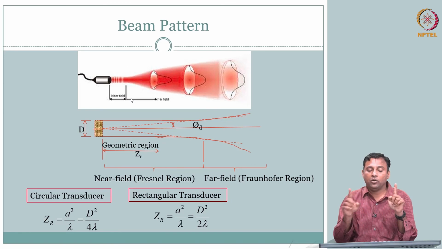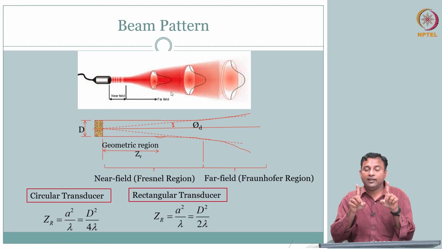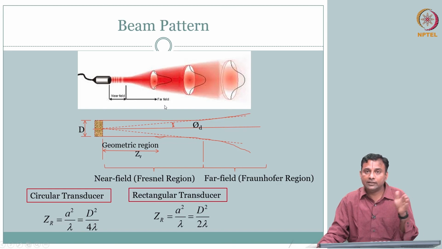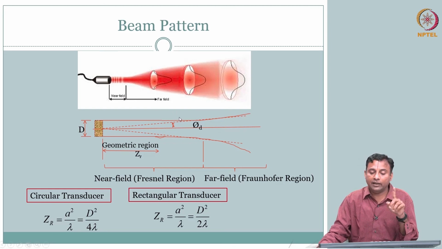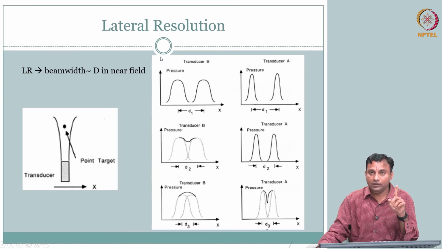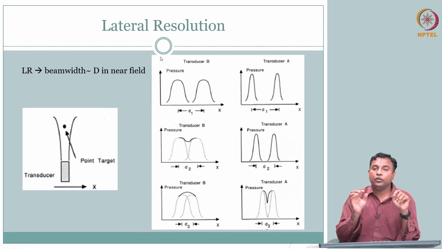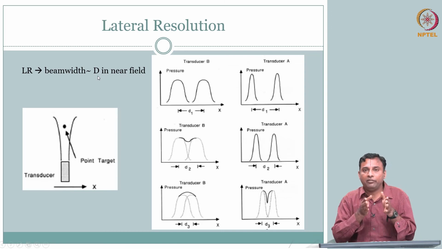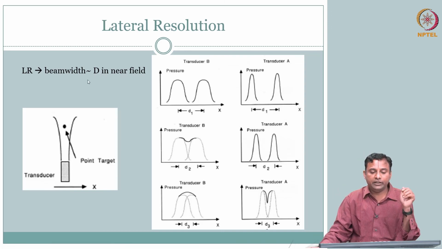How do you separate them? Now you see the idea is that this is spreading out. If this is spreading out, then there is going to be a challenge in the lateral direction, in how two objects can come close together. So the idea of axial resolution is related to the pulse length, but the lateral resolution is going to be dictated by your beam width. Lateral resolution is roughly equal to your beam width, which in the near field, like we saw before it starts to diverge, is your dimension d.